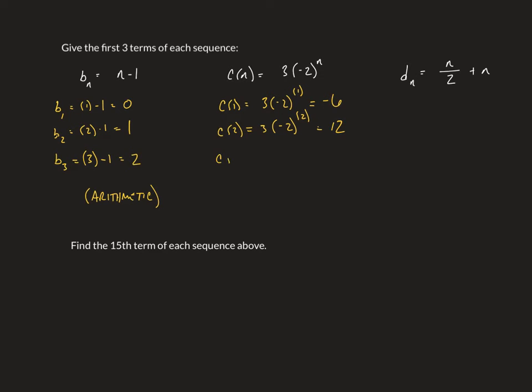And then the third term rather, is going to be 3 times negative 2 to the third. Negative 2 times negative 2 times negative 2 is going to be negative 8, and negative 8 times 3 is negative 24. So those are the first three terms, and you should notice that the pattern between each of these is that it's multiplication by negative 2 every time. So this would be a geometric sequence.